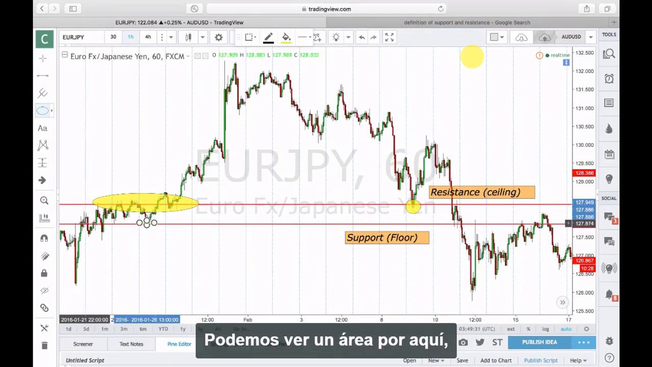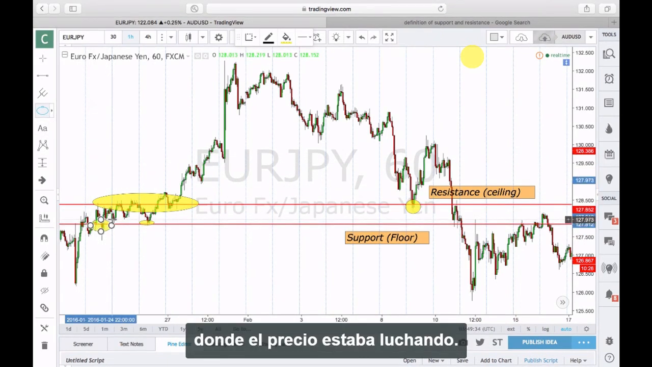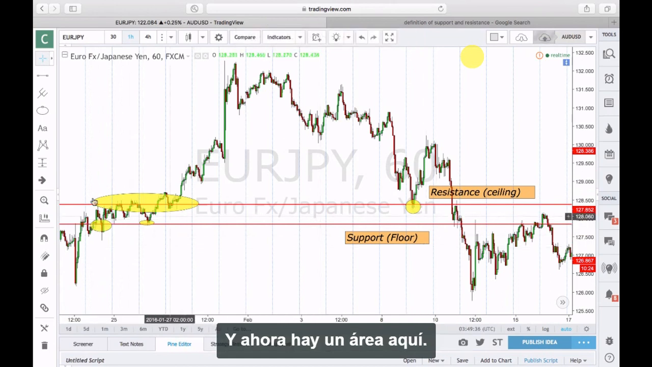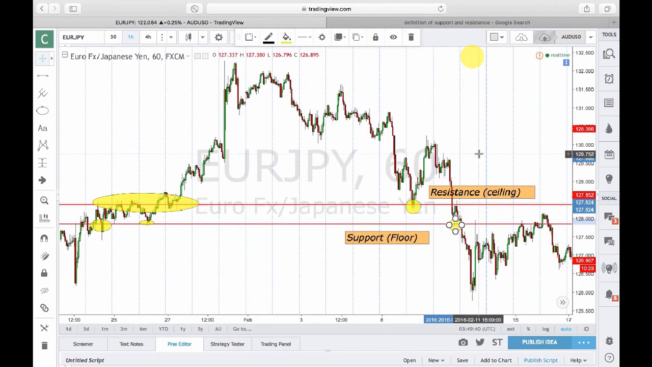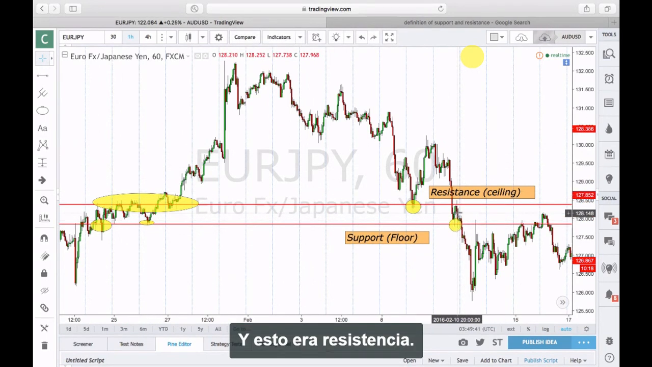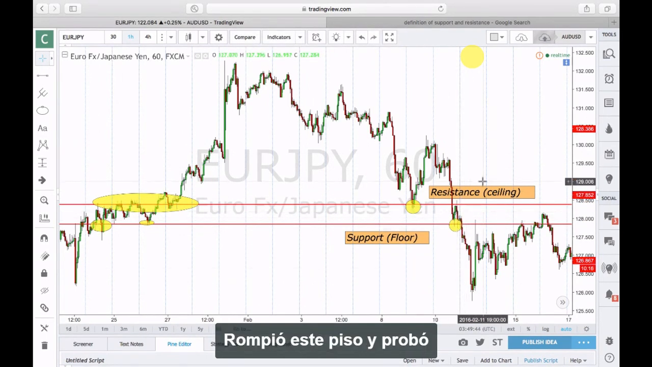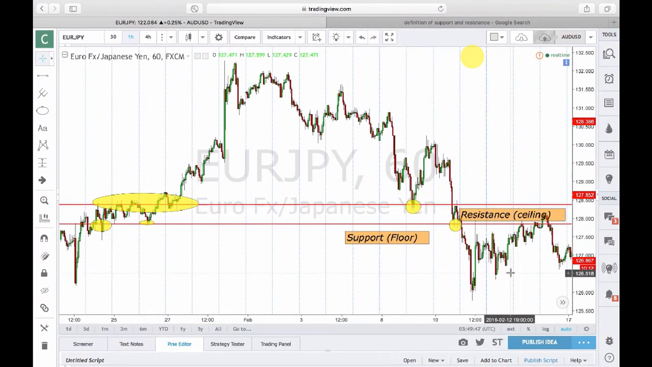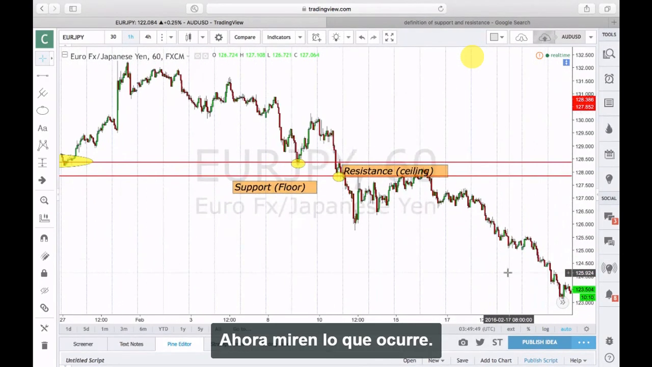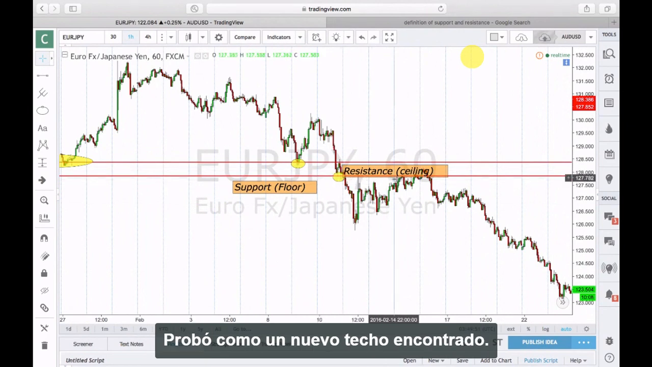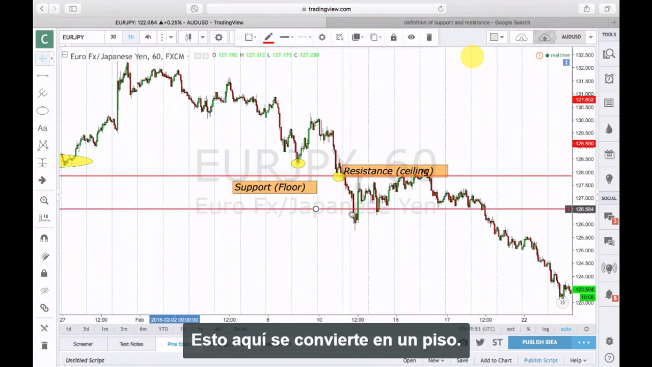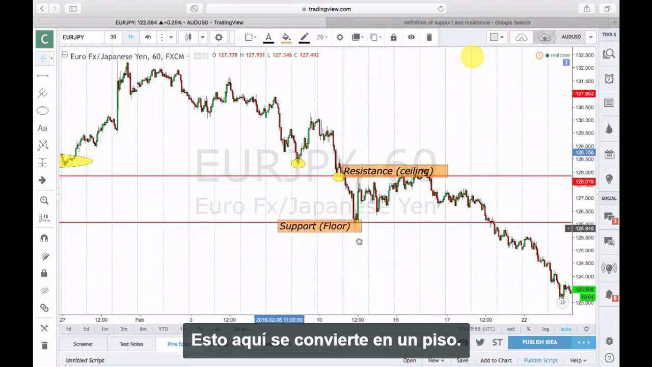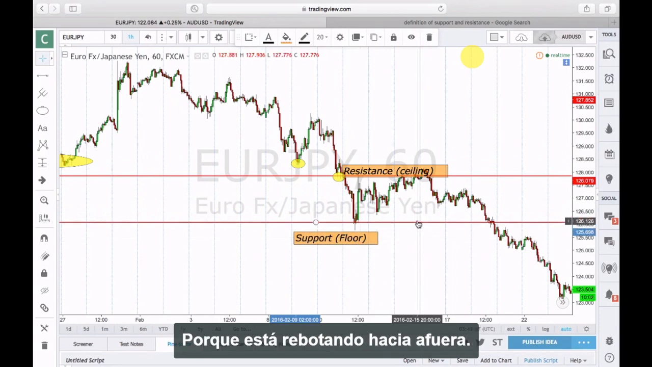You can see an area over here where price was struggling. And now there's an area here. And this was resistance. What did it do? It broke this floor and tested as a newfound ceiling. Okay? Now watch what happens. Tested as a newfound ceiling. This right here becomes the floor because it's bouncing off of it.